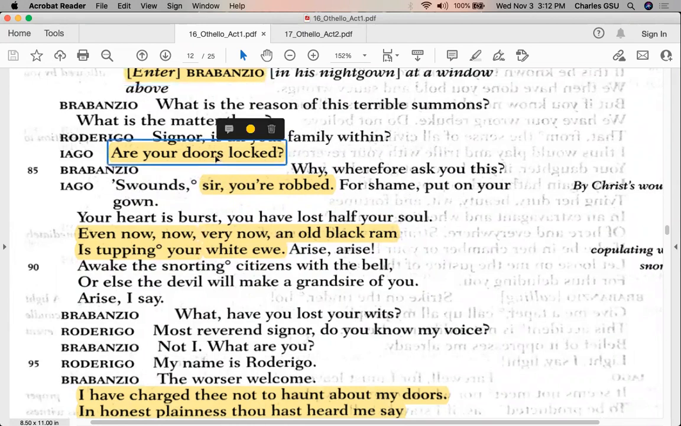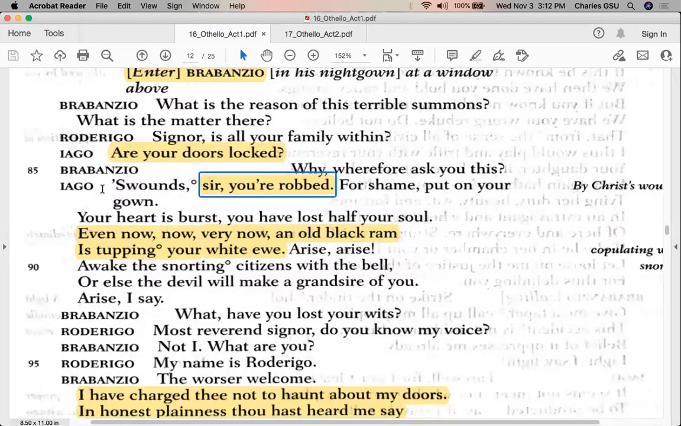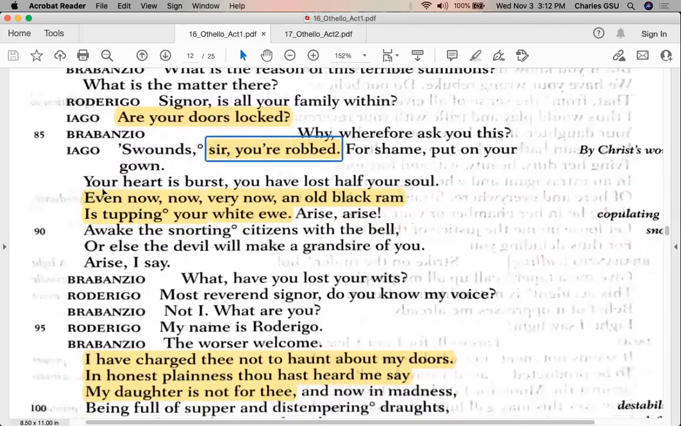He tells Iago, are your doors locked, right? Because apparently, you're robbed. And he kind of means that literally, in the sense of back in the day, women were considered property of their fathers until they were married and then given to their husbands and became property of the husbands. So literally and figuratively, bodily and whatever dowry or inheritance they came with.